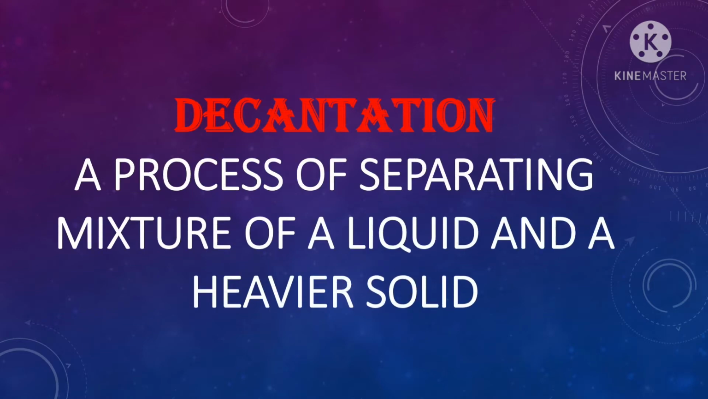When the substance or the heavier object settles at the bottom of the container, we call that sedimentation. After which, we are going to use the process of decantation as a process of separating a mixture of liquid and heavier solid. In the activity, we have seen that the heavier substance settled at the bottom and the liquid was poured slowly out of the container.